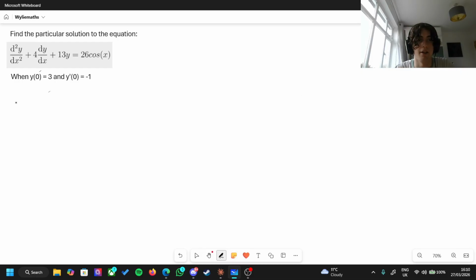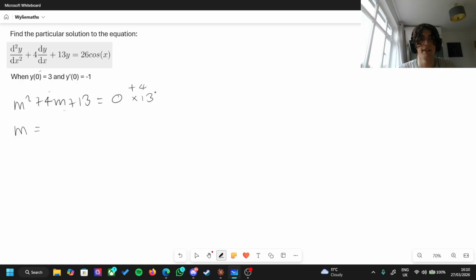So let's start with our auxiliary equation. m squared plus 4m plus 13 is equal to 0. And immediately we can notice that 13 is a prime number. You cannot find two numbers that add to make 4 and multiply to make 13. So you will have to whip out your calculators for this one. And you will probably get complex solutions.